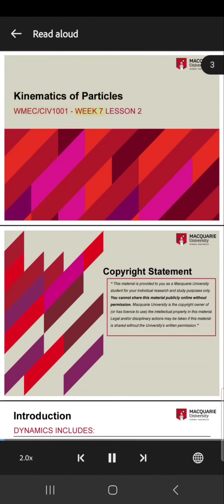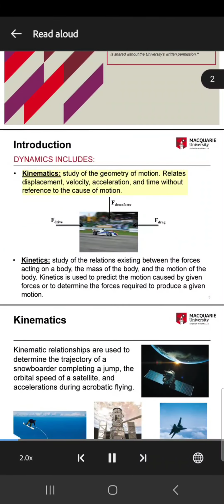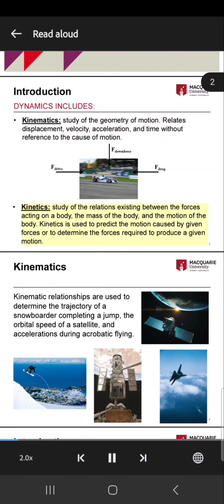Kinematics of particles. WMEC 1001. Week 7. Introduction. Kinematics: study of the geometry of motion. It relates displacement, velocity, acceleration, and time without reference to the cause of the motion. Kinetics: study of the relation between the forces acting on a body, the mass of the body, and the motion of the body. Kinetics is used to predict motion caused by given forces, and to determine forces required to produce a given motion.